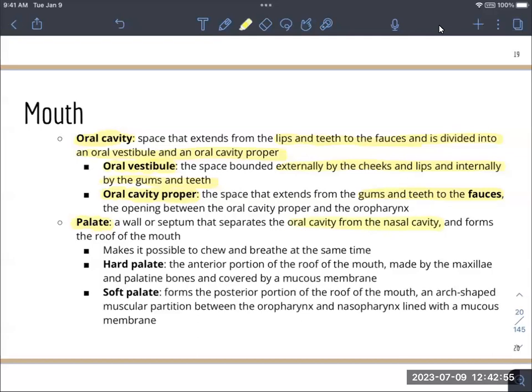This is how we can chew food and breathe at the same time, because they are separated. That hard palate is made up by that maxilla bone and the palatine bones behind it. And again, they're all covered with that mucous membrane. And then that soft palate is further back, and it has that nice arch with that kind of uvula that pops down.